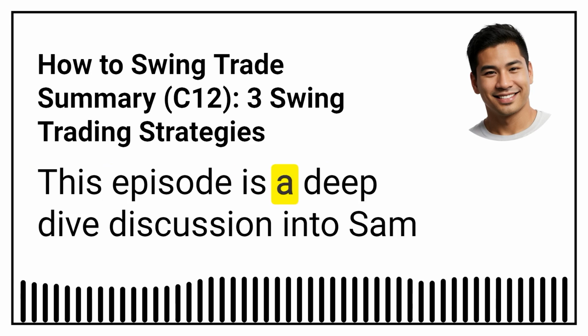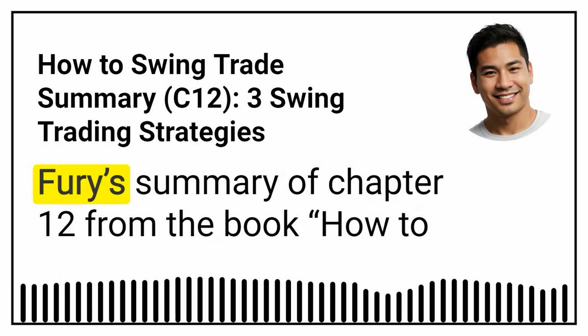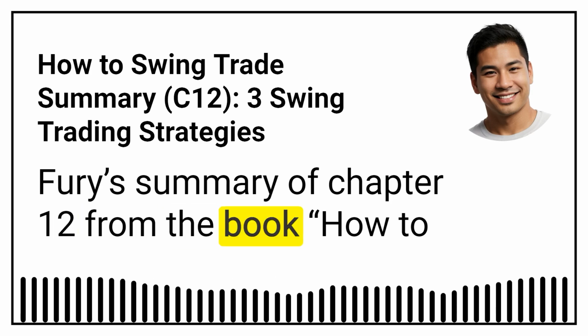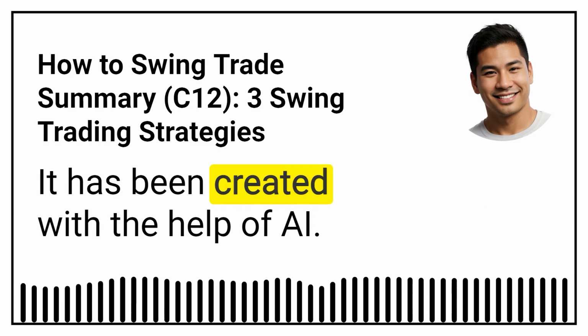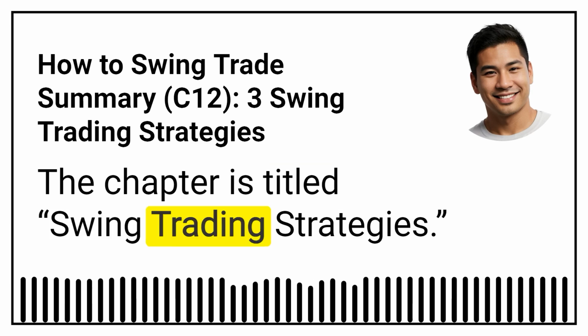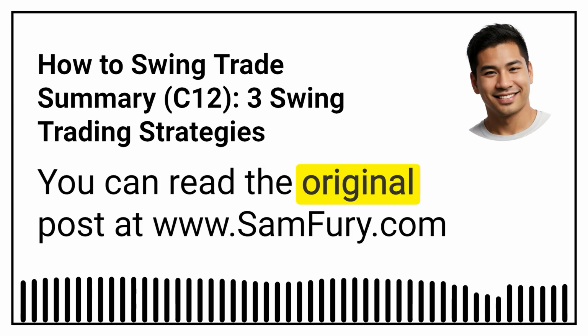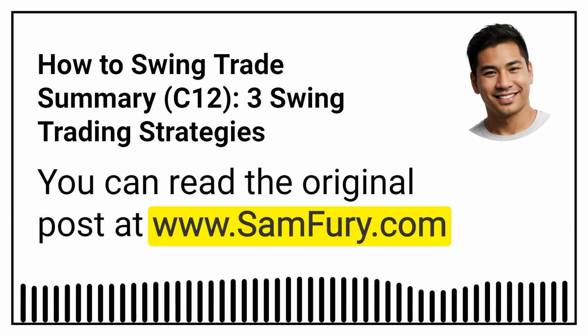This episode is a deep dive discussion into Sam Fury's summary of Chapter 12 from the book How to Swing Trade by Brian Pazim. It has been created with the help of AI. The chapter is titled Swing Trading Strategies. You can read the original post at samfury.com.